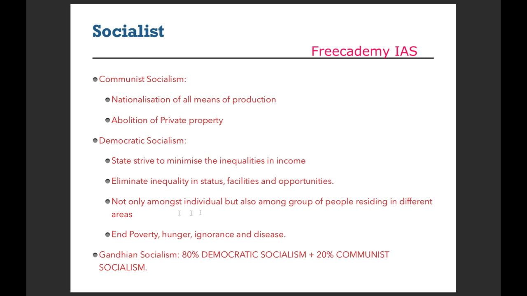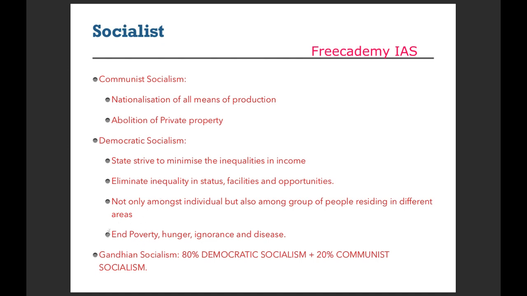And it is not only among individuals. Many times there is a difference in status not only of individuals but also among groups, like Dalits, backward classes, or other people who have not been getting equal opportunity. For this reason, our constitution enshrines providing equal opportunity to all, and there will be no inequality in status, facilities and opportunity for any people.